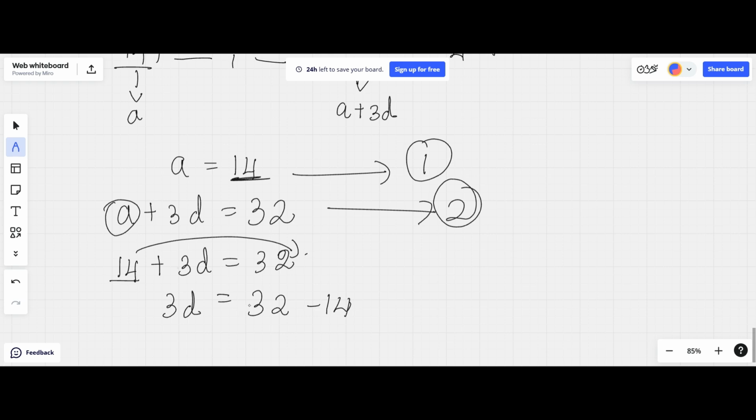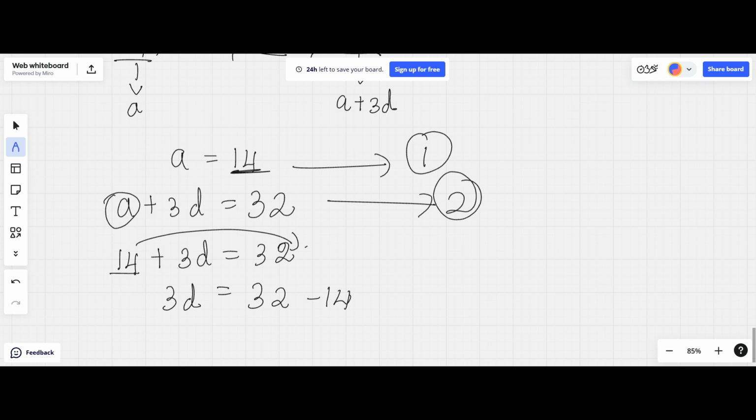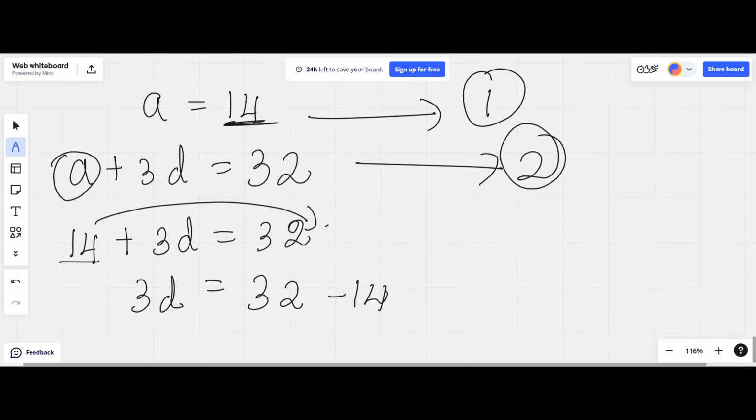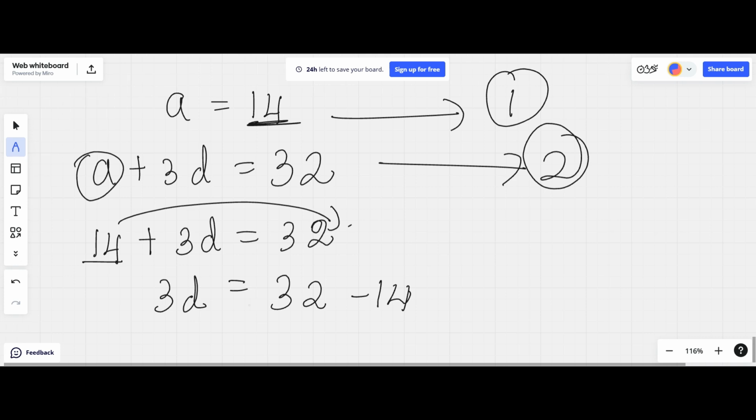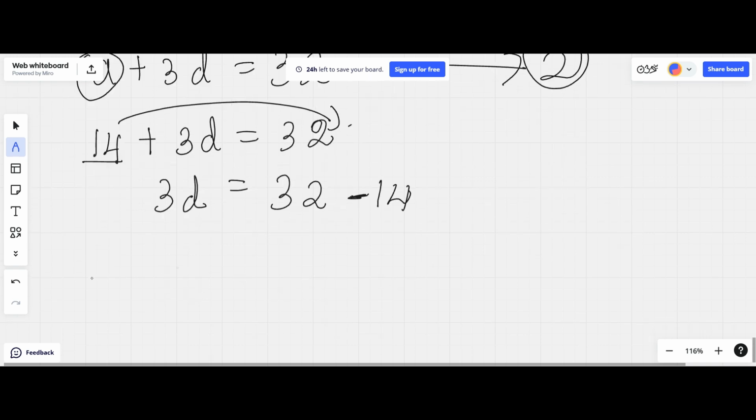Now I will ask you a question, not related to the subject. Here it was 14. If I take it to the right side, I put minus 14. Why is it like that? I will tell you. 14 plus 3d is equal to 32. Now we want to find d, so we want to remove this 14 from this side.